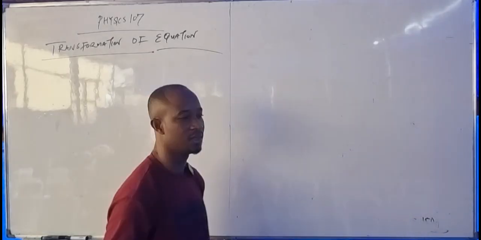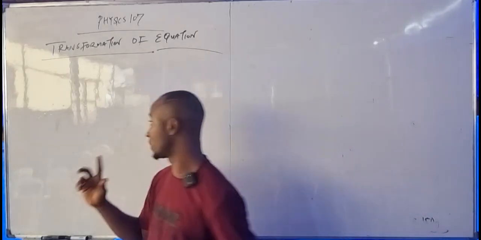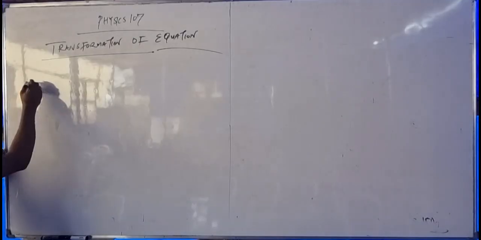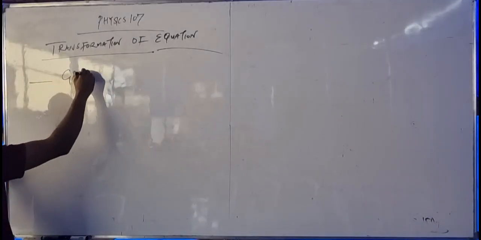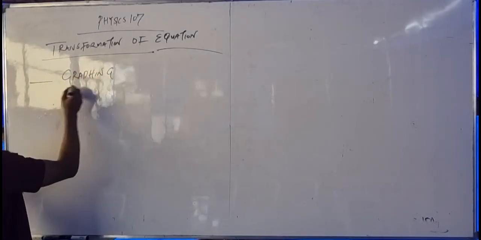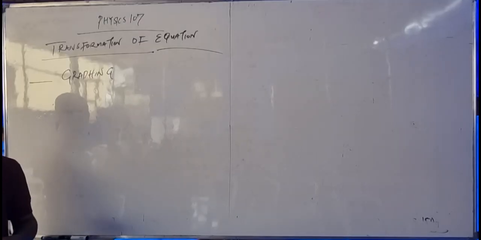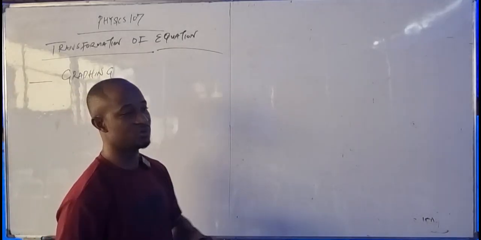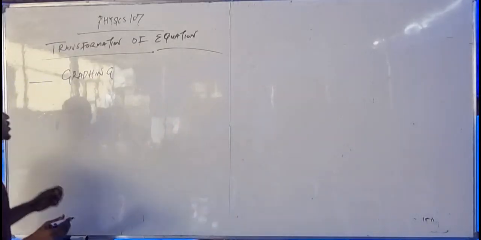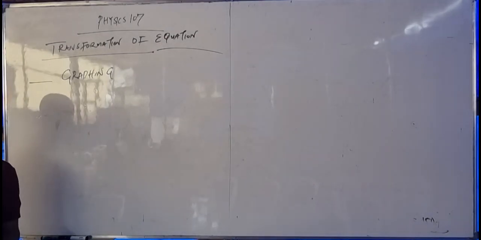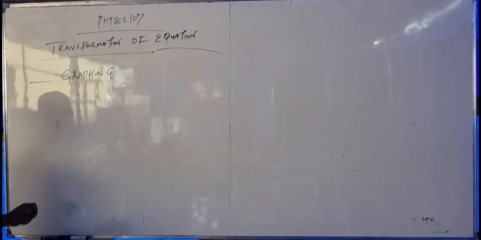Okay, we're starting. Last Saturday, we talked about graphing, right? I explained what graphing is. Graphing is a technique used to show the relationship between two or more variables. It shows how a variable depends on another variable. We have different kinds of graphs.